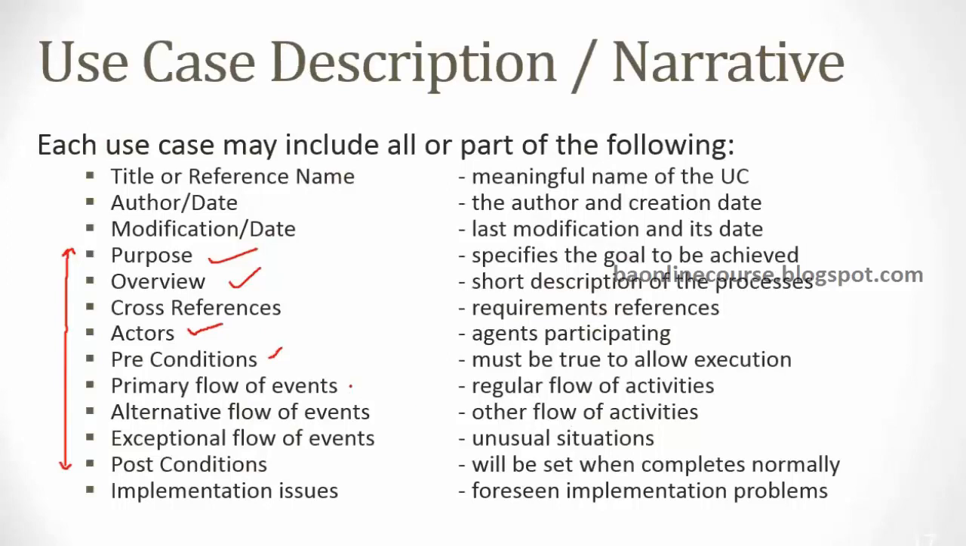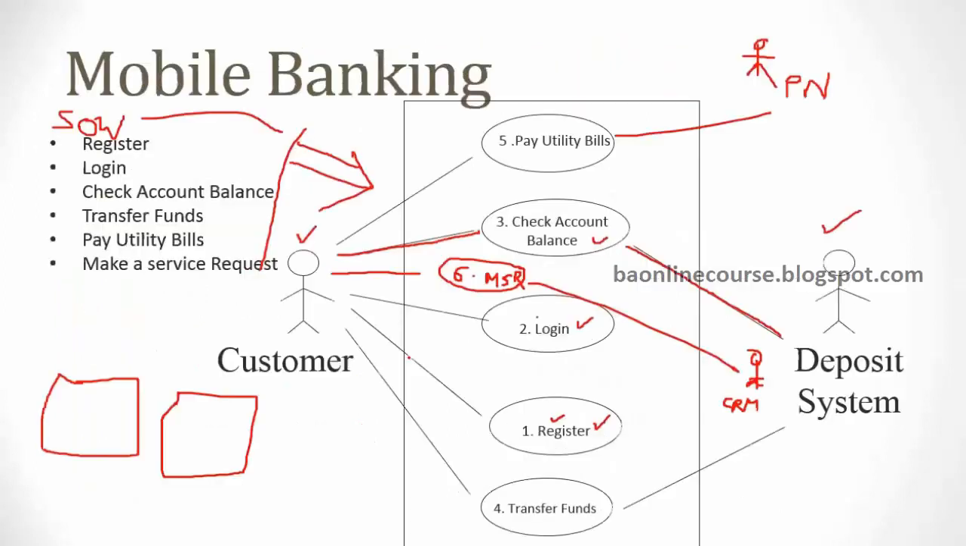Then you list down the primary flow of events, right? So what is the step-by-step process for completing this task? If you have to check your account balance, what is the step-by-step process? First, there would be a main screen. Let's say there would be a main screen where you have 4 options like check account balance, transfer funds, pay bills, make service request. Let's say this is your home screen for your mobile banking app, right?